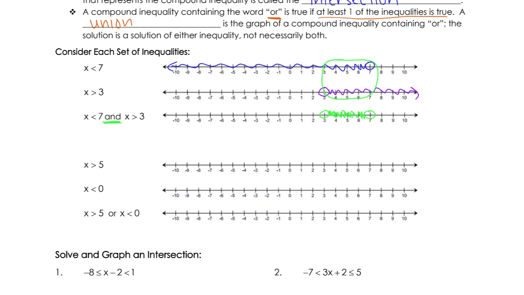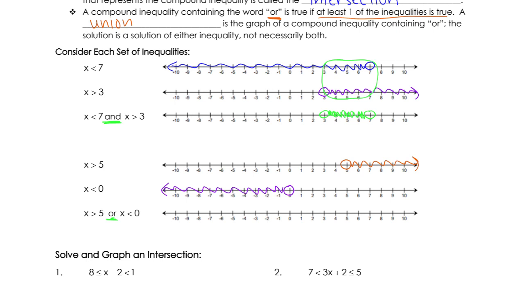Whereas on the second set of inequalities, we have x is greater than 5. So open circle at 5, greater than would be to the right. Then we have x is less than 0. So open circle at 0, less than would be to the left. And you'll see that when we look at these two together for this bottom one right here with an "or" statement, this would be a union. x must be greater than 5 or x has to be less than 0. So remember, if it's an "or" statement, only one of those has to actually be true.